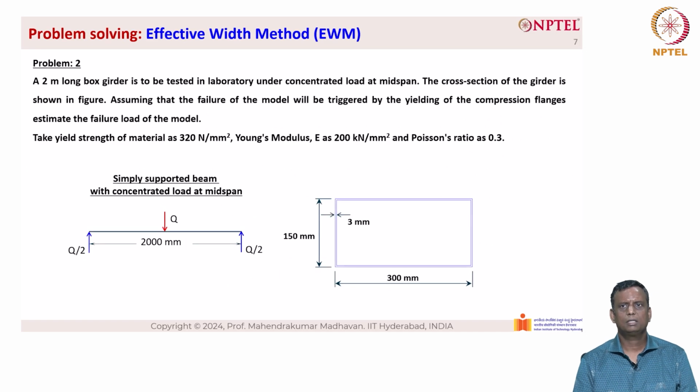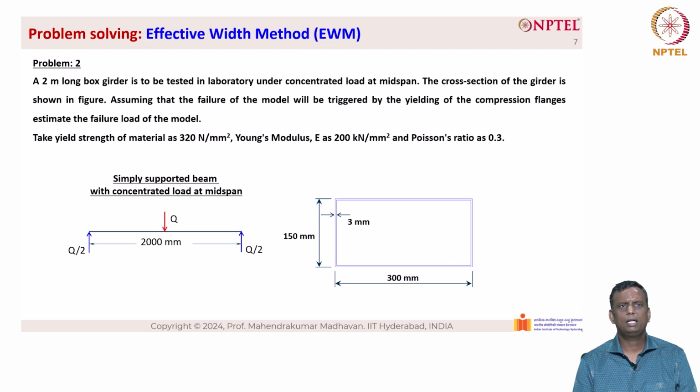Here the cross section is subjected to bending. So problem 2: a 2 meter long box girder is to be tested in a laboratory under concentrated load at midspan. The cross-section of the girder is shown in the figure. Assuming that the failure of the model will be triggered by the yielding of the compression flanges, estimate the failure load of the model. Take the yield strength as 320 Newton per millimeter square, Young's modulus E as 200 kilonewton per millimeter square and the Poisson's ratio as 0.3.